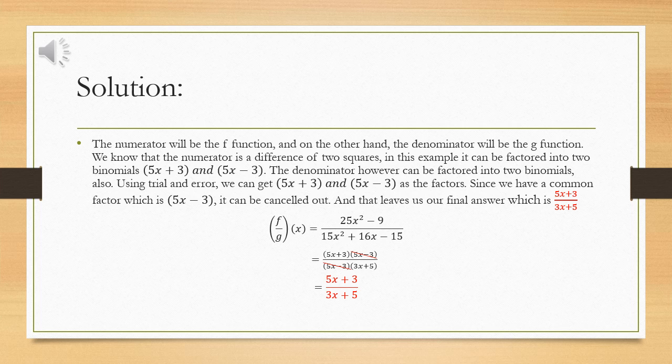f of x over g of x equals 25x squared minus 9 over 15x squared plus 16x minus 15, which equals (5x plus 3)(5x minus 3) over (5x minus 3)(3x plus 5). The final answer is f of x over g of x equals 5x plus 3 over 3x plus 5.